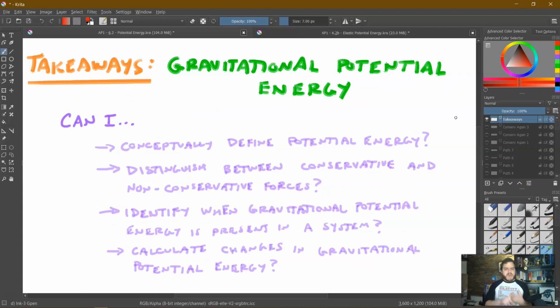Well, one, can I conceptually define what potential energy is? That it's this position energy between objects in the system, that it's stored energy due to that arrangement, and additionally, making sure we remember that it's either the work done against a conservative force or the work done by a conservative force. Can we distinguish between conservative and non-conservative forces? Can we identify when gravitational potential energy is present in a system? And additionally, can we calculate changes in gravitational potential energy using the equation delta UG equals mg delta y?